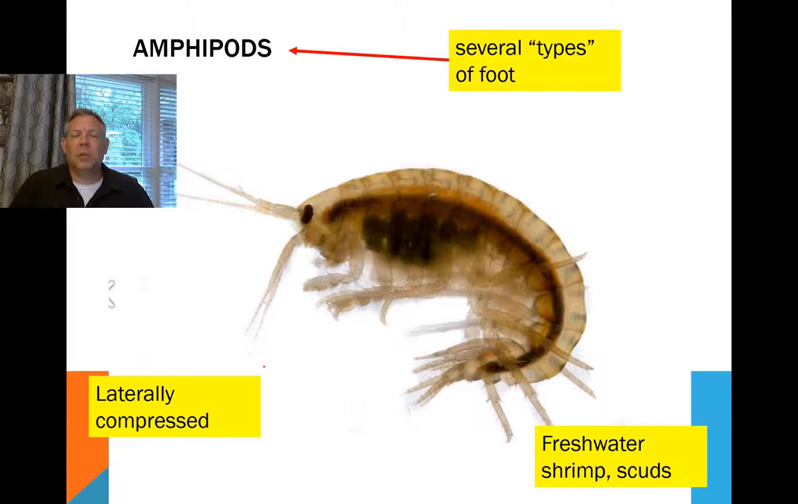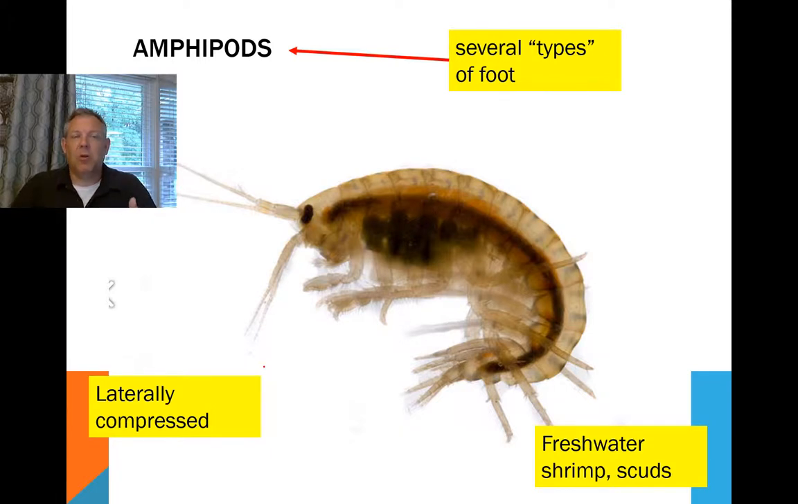Sometimes people confuse these, but another group of crustaceans are the amphipods. Amphipods being several types of foot. And so one thing that makes these different is that they have different appendages, you know, some for feeding, some for walking. And so these are not the same group. Also, whereas the isopod is dorsoventrally compressed, these are laterally compressed. And so these are compressed from the sides, not top to bottom, whereas the isopod is flattened top to bottom.